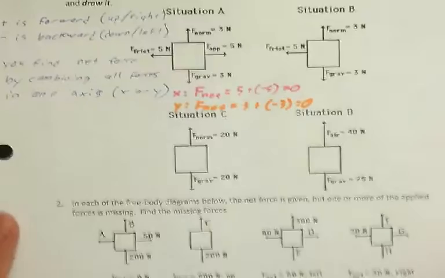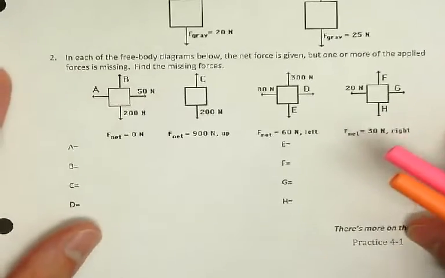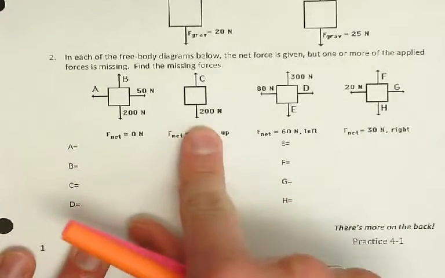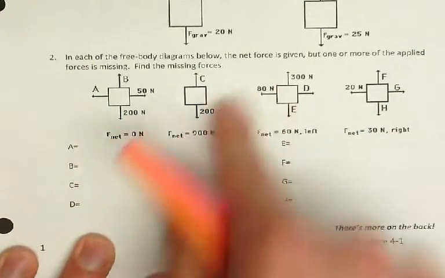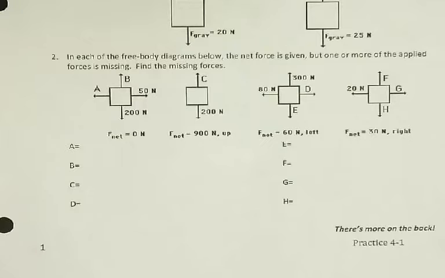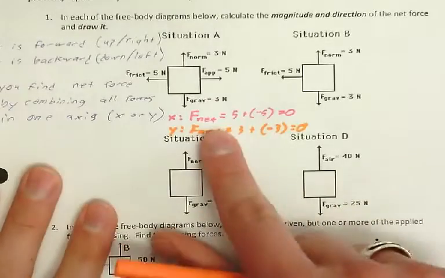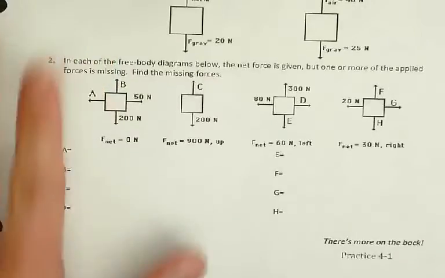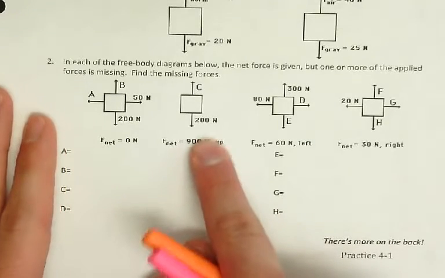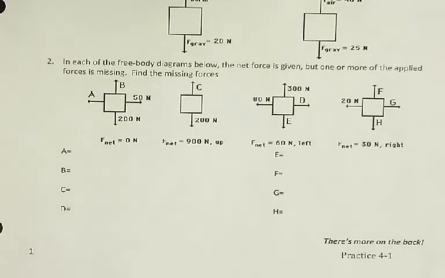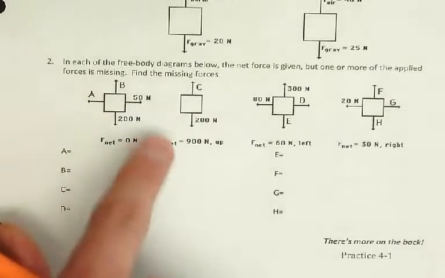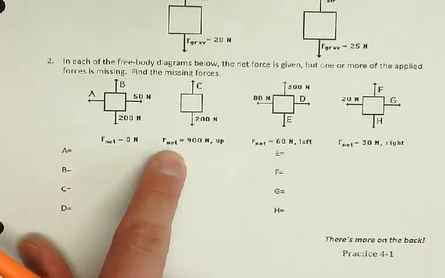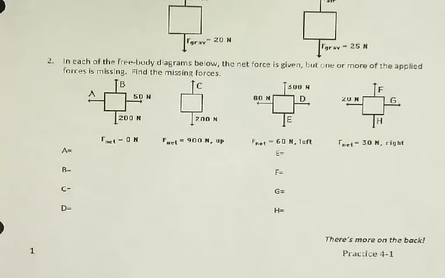So let's take a look here at number 2 and see what's different. I'm going to do C, because C is the only one on this one, so I'll just solve this one. On this one, you are given the net force, and you need to find the missing forces. So this is kind of backwards of what I did. Up here, I didn't know the net force, and I used the forces that I did know to find it. On this one, I do know the net force, and I'm going to use the forces that I don't know to solve. Okay? So, C, I have a net force of 900 up. So it's a y direction only.